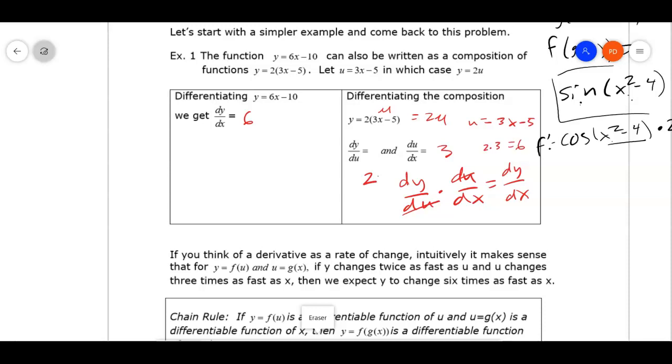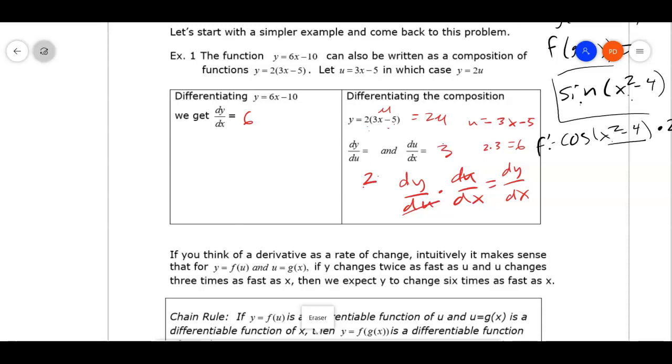So this is taking a simple function and turning it into the inner function, 3x minus 5. The outer function is you're multiplying something by 2. So we say that's 2u, where u is 3x minus 5. I can take the derivative, just consider 2 times something, the derivative of that is 2, and then take the derivative of the inside, which is 3. I multiply those together, and I get the correct derivative.